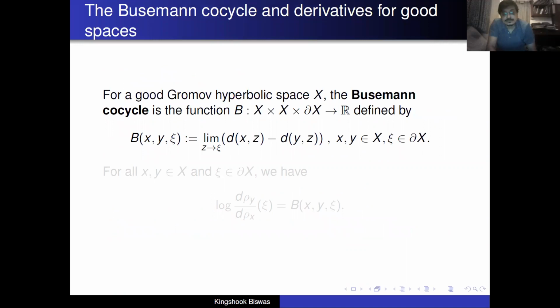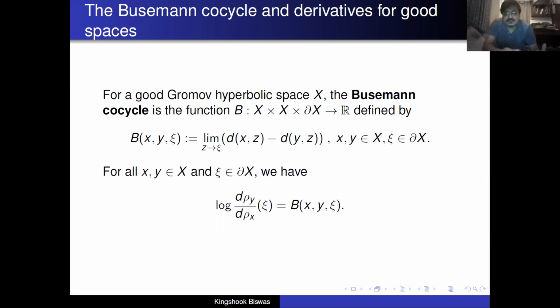Now, let me just recall what is the Busemann cocycle for a good Gromov hyperbolic space X. This is a function on X cross boundary X defined as follows. B of x, y, xi is defined to be the limit as z tends to xi of the distance xz minus the distance yz. This limit exists for a good Gromov hyperbolic space. It just needs that the space is boundary continuous.